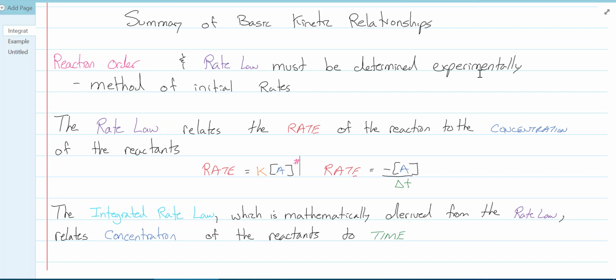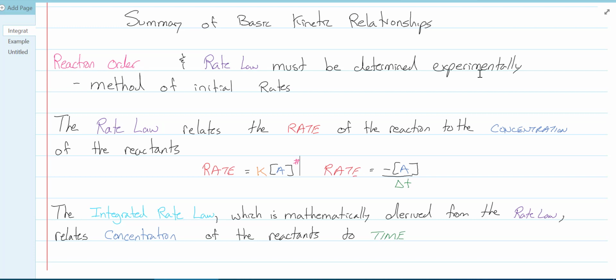So with this method of initial rates, we can actually see how the rate is affected and come up with the reaction order based on an experiment, which is fabulous. Then we get the rate law from that experiment. It relates the rate, how fast the reaction is going to go, to how much reactant you have. Whether it's zero order, where it doesn't matter how much reactant you have, or first order, where as the concentration of A increases, the rate increases, or if you double the concentration of A, you double the rate.